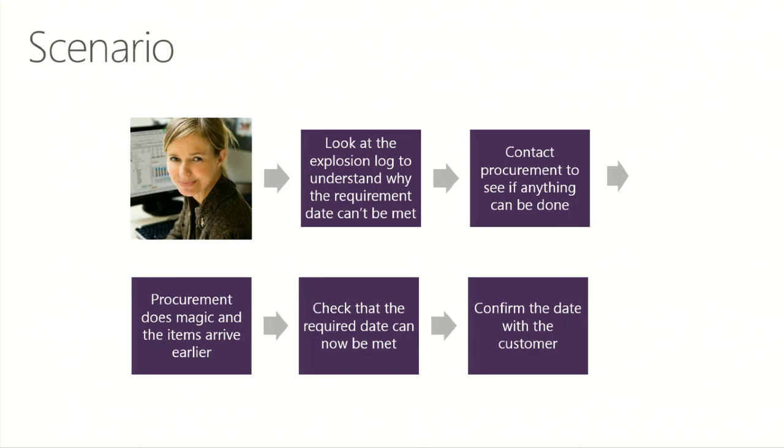I have a scenario here that I want to show you. Susan is using the explosion log from a sales order because she wants to understand why she cannot deliver as the customer would like. She then uses that information to contact procurement. As this is Atlanta, magic happens. Procurement can fix the issue, get it earlier, and she can deliver to the customer.